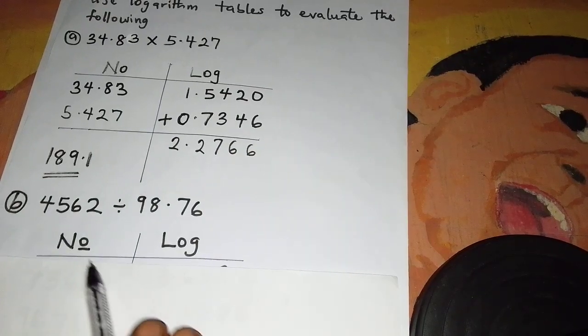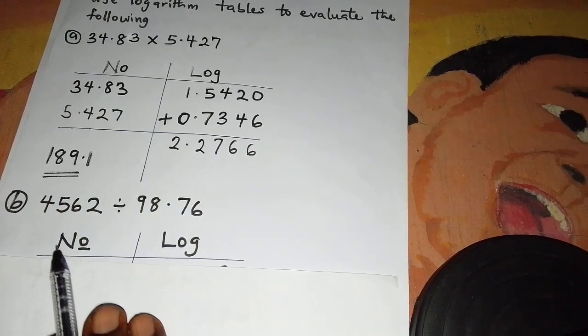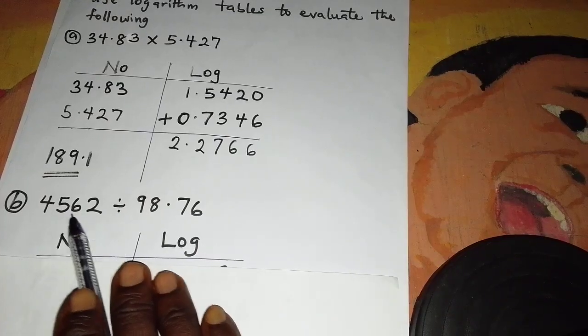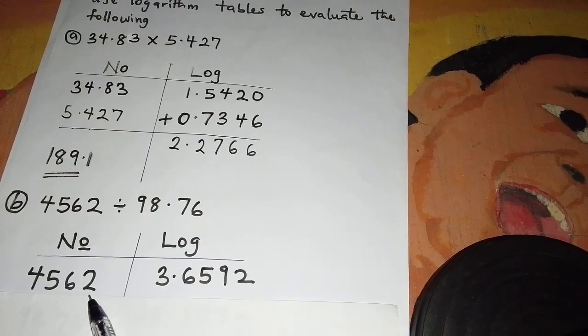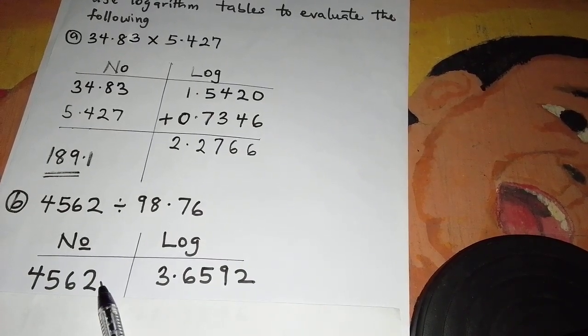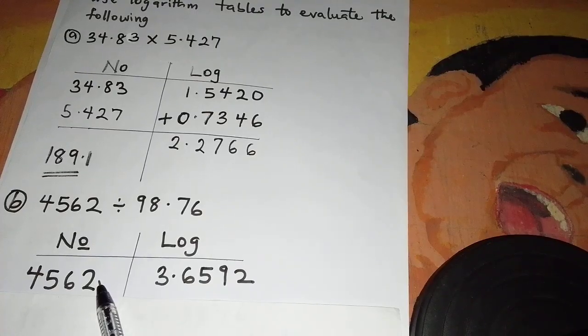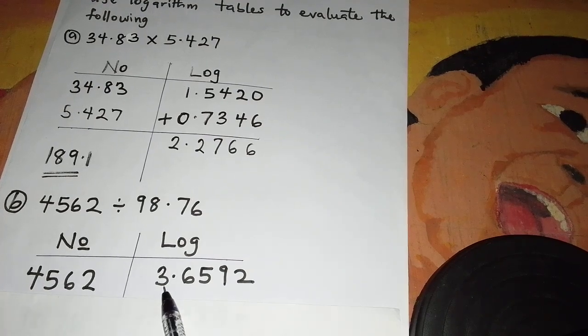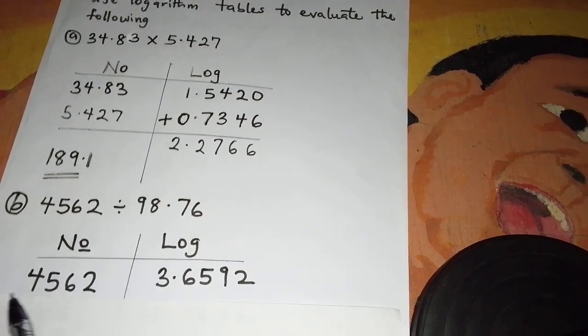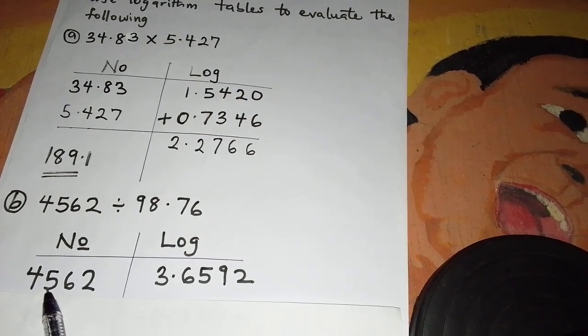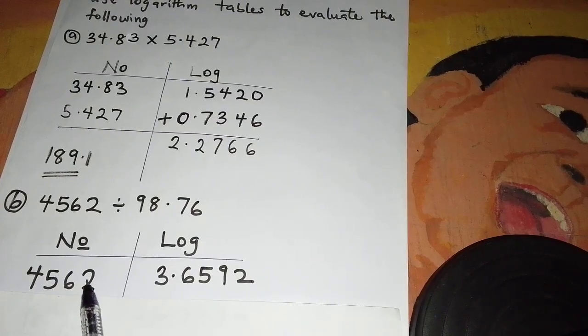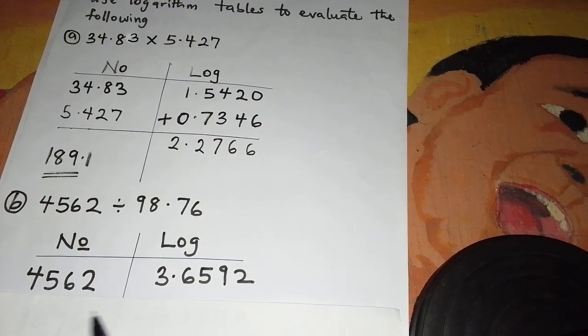Now let's move on. So you draw a table, number and log. Bring this 4562. The decimal point is taken to be after the last number. You move it how many times? 1, 2, 3. That is, you are having 3 points. You now look for the logarithm of 45 under 6, difference of 2, which will give us 6592.